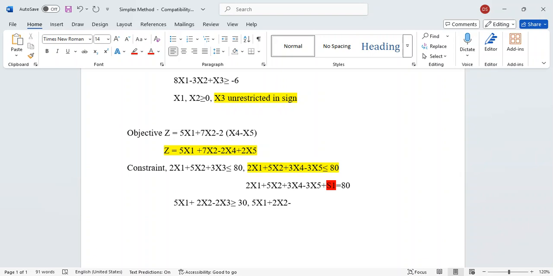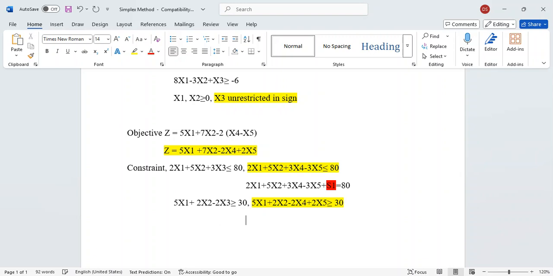Now how can you write that? 5x1 plus 2x2 minus 2x4 plus 2x5, it should be greater than or equal to 30. You make the equations proper because the unrestricted variable should be expressed through non-negative variables. So you write the equations properly, but it should be balanced before going for further analysis.